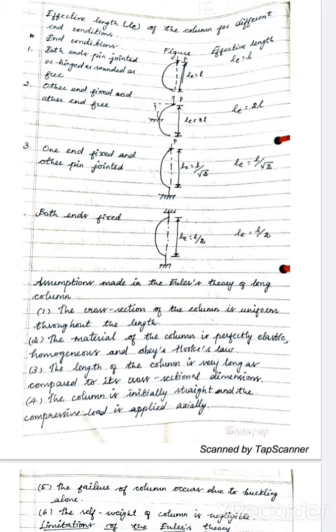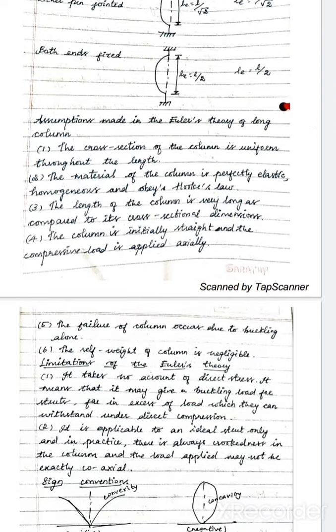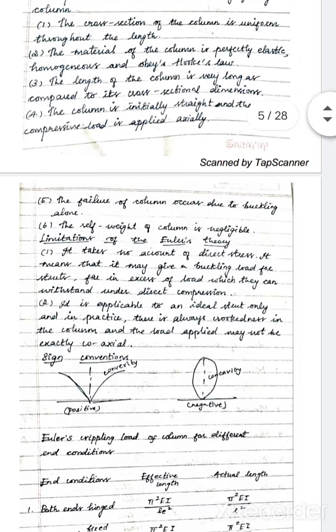So this kind of theorem will be applied to those columns. The length of the column is very long compared to its cross-sectional dimensions. The column should be initially straight and the compressive load is applied axially. The failure may occur due to buckling alone, not other load. The self-weight of the column is negligible.